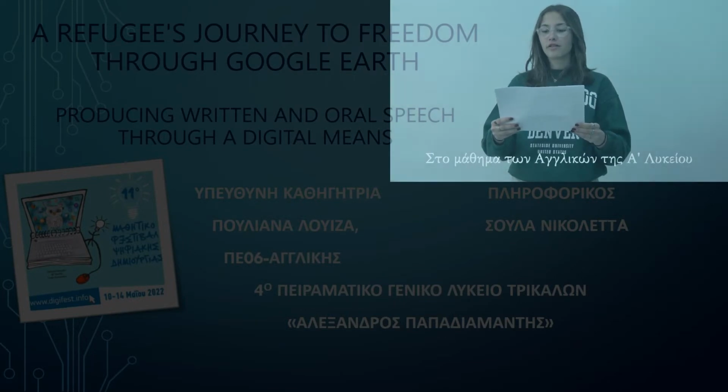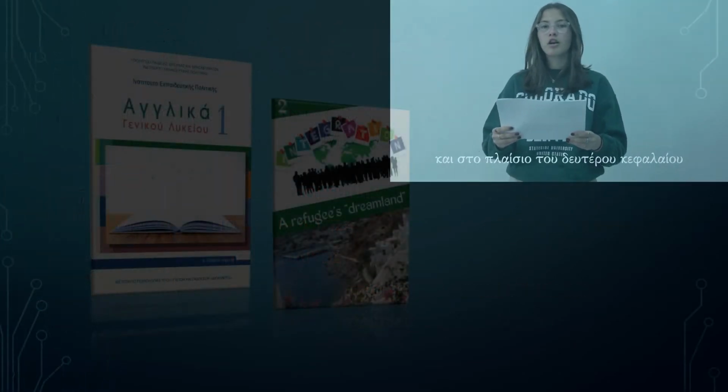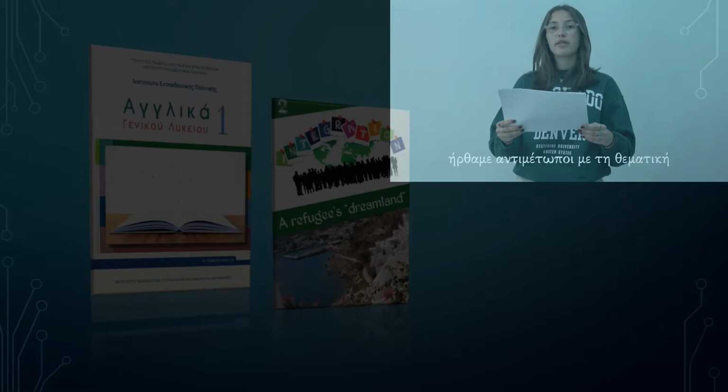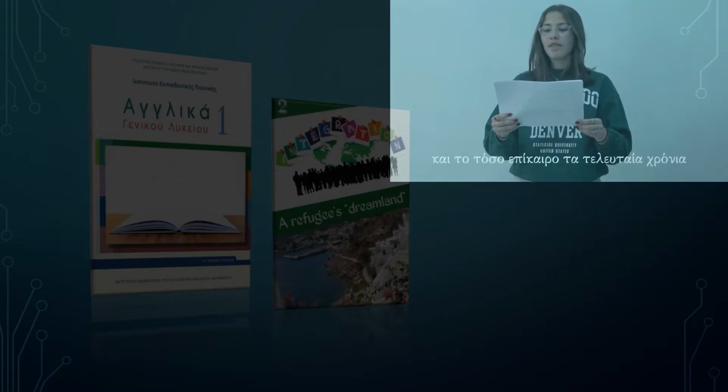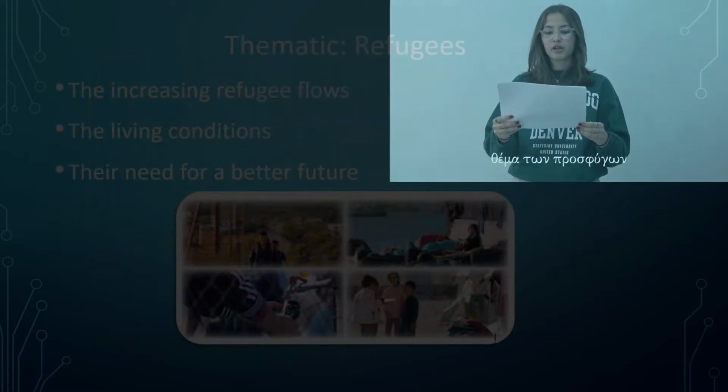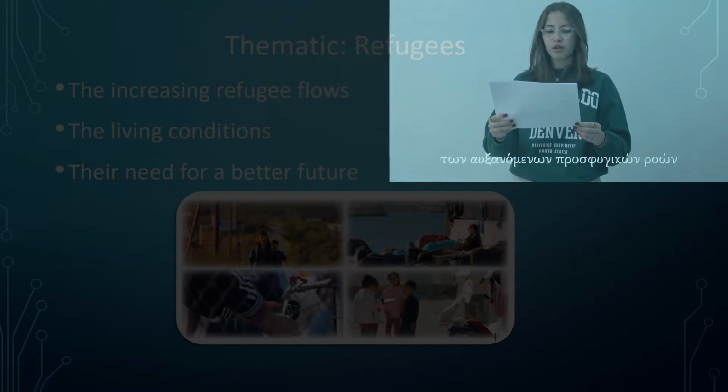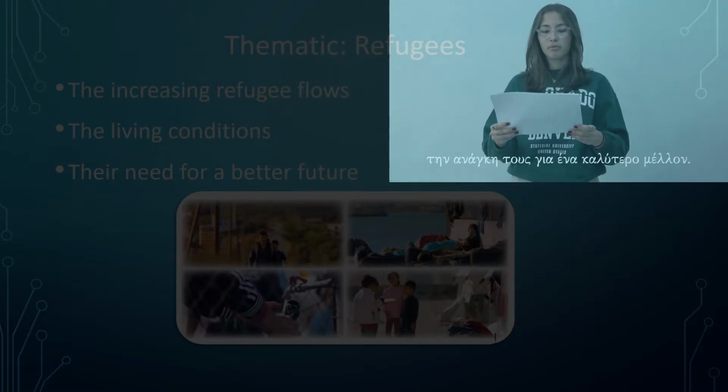In the English course of the first grade of senior high school, and in the context of Chapter 2, we dealt with the thematic "A Refugee's Dreamland" and the so topical issue in recent years of refugees, the increasing refugee flows, the living conditions, and their need for a better future.